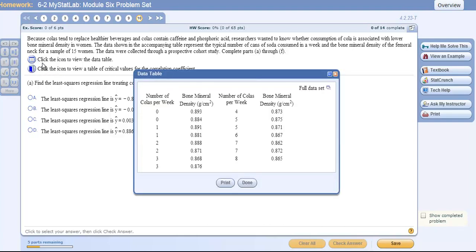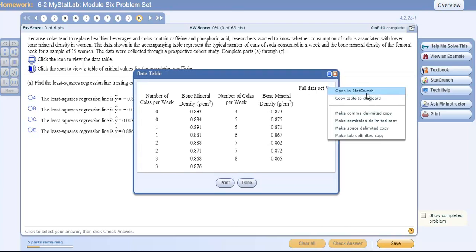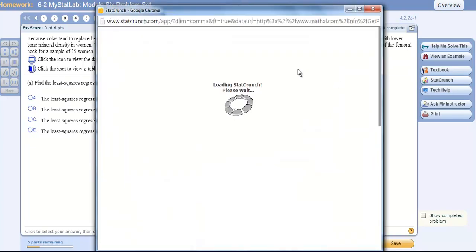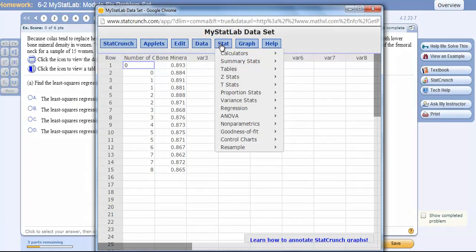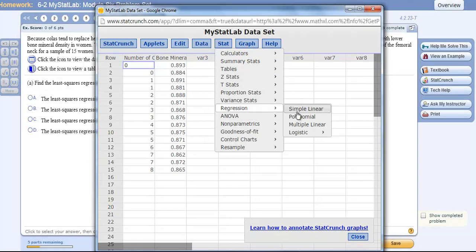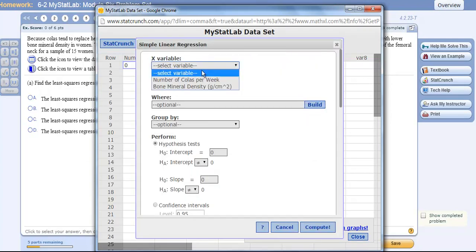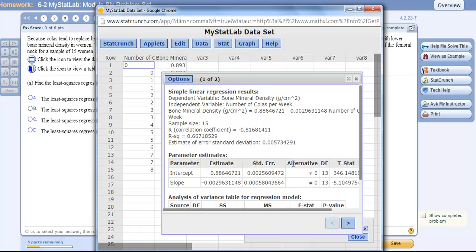So let's go ahead and calculate this in StatCrunch. We will open in StatCrunch, and then we'll do stat, regression, simple linear, and then here our explanatory variable is x. You can think of explanatory has an x in it. Number of colas per week, and that explains the bone mineral density decrease. And then here we calculated the intercept and slope.